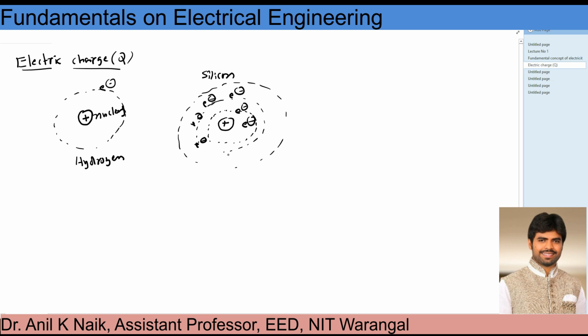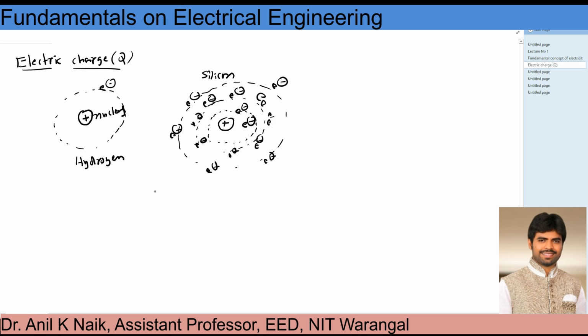8 electrons we have. In the final orbit, you have 4 electrons. So these are the free electrons which are evolving around this particular nucleus. So these are the free electrons which are available on your valence orbit in the case of atoms.